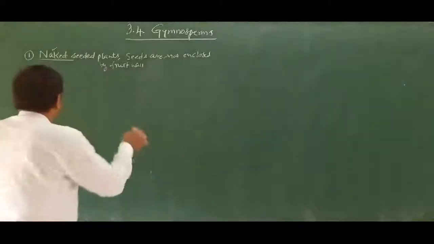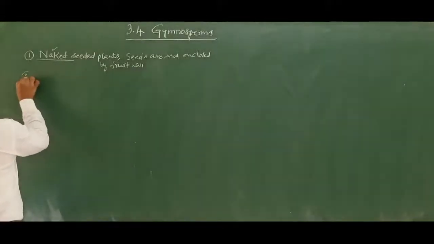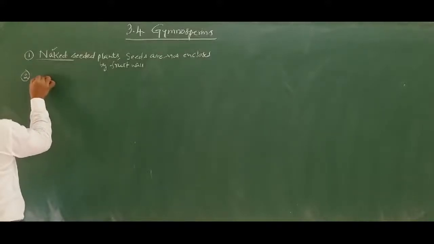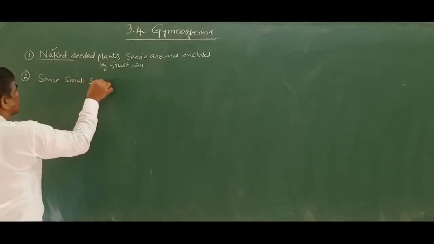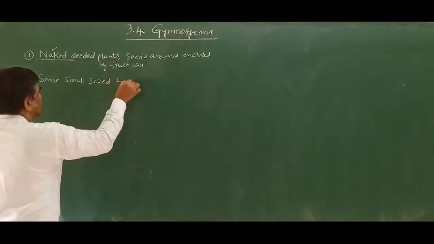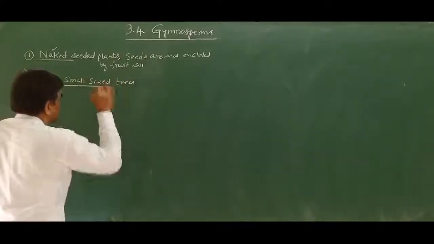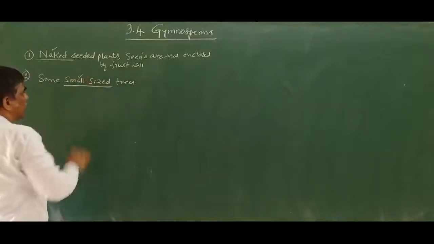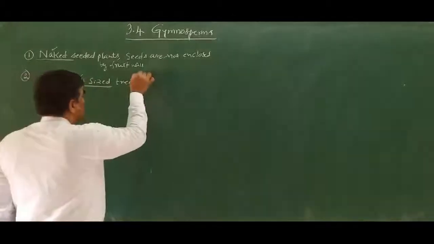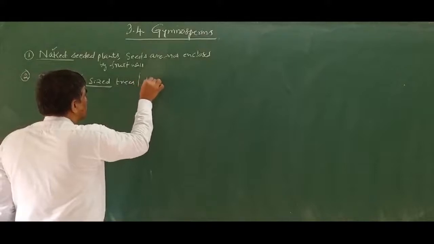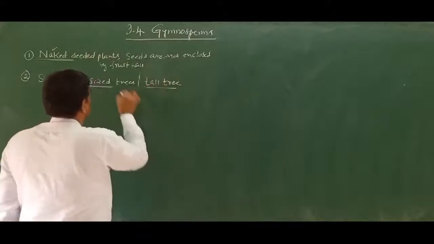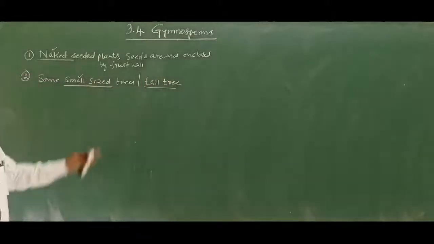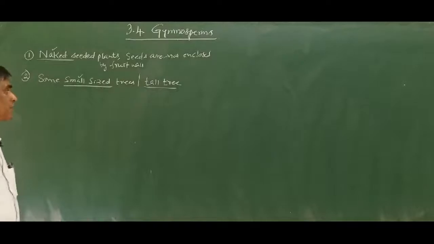And you know very well, as far as their morphology is concerned, there are some small sized trees present in these gymnosperms. Small sized plants are present, and there are some tall tree species also present. So there are tall trees. It means they range from smaller plants to larger or taller plants.